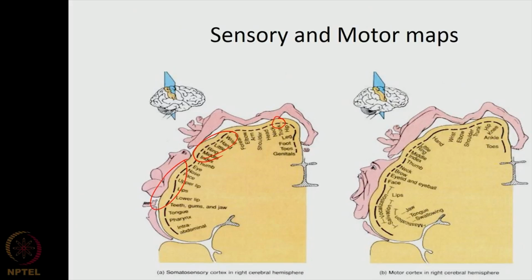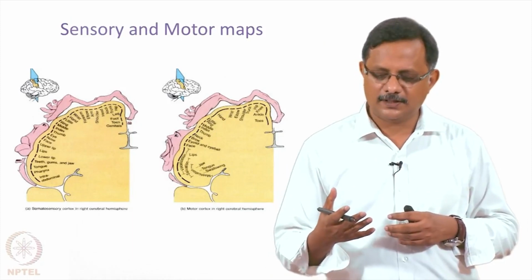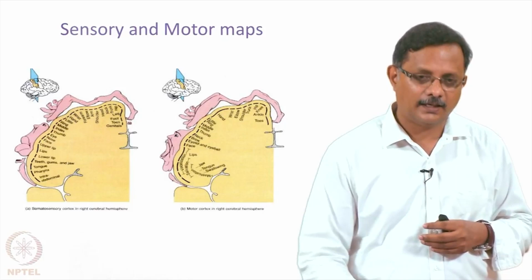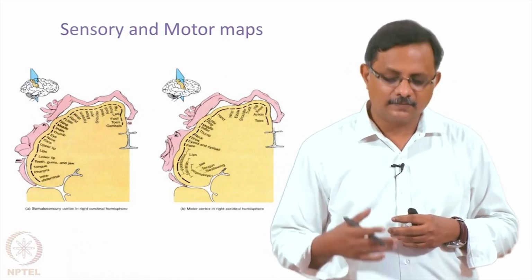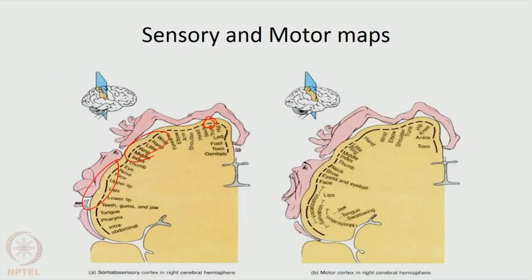So, it is a highly distorted map because the hand, which actually has a very small area, is mapped onto a very large cortical surface, whereas trunk, which is actually a very large area, is mapped onto a very small part of the cortical surface, and so on. And also in the face, face occupies a big area here. Even within the face, the lips occupy a huge area, which is very interesting.